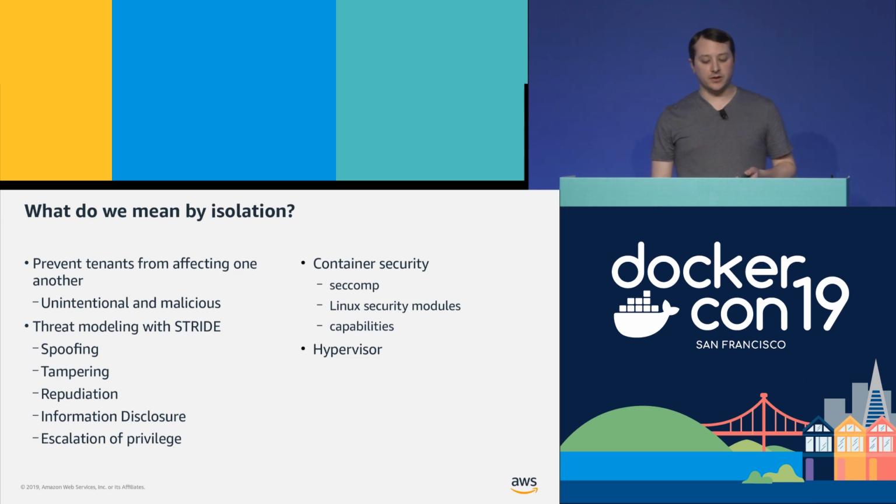AWS believes pretty strongly in defense in depth, and what that means is we have different mechanisms to protect against multiple different kinds of threats. We use a classification system called STRIDE for thinking about different kinds of threats, and STRIDE stands for spoofing, tampering, repudiation, information disclosure, denial of service, and escalation of privilege. When we build an AWS service, we end up constructing a threat model that covers threats in all these different categories, and we come up with mitigations to try and deal with those threats.